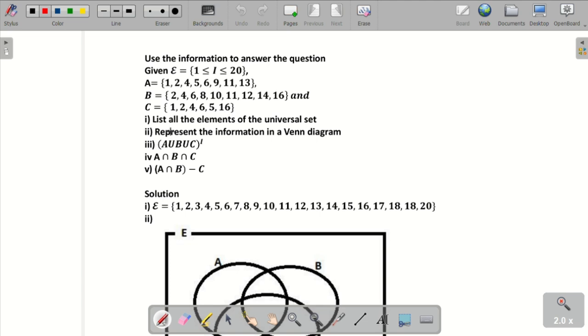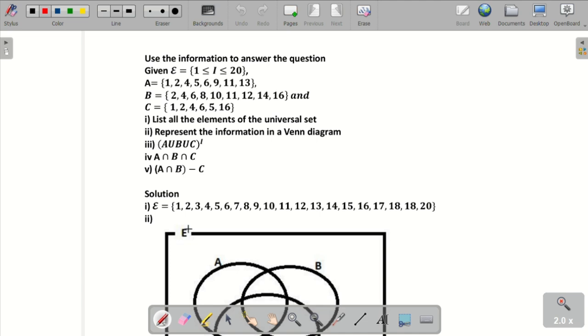One, list all the elements of the universal set, then represent the information in a Venn diagram. Then find A union B union C complement. Then A intersection B intersection C. Then A intersection B minus C.